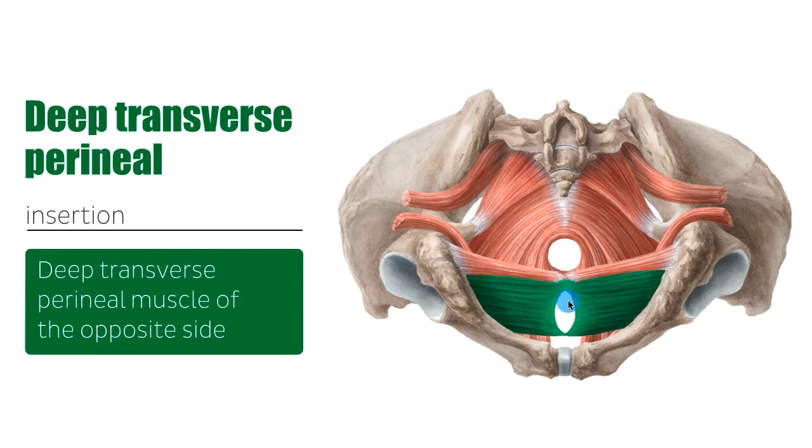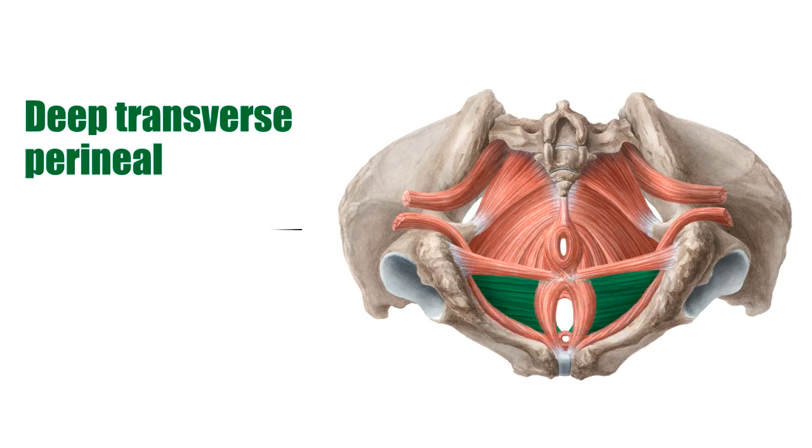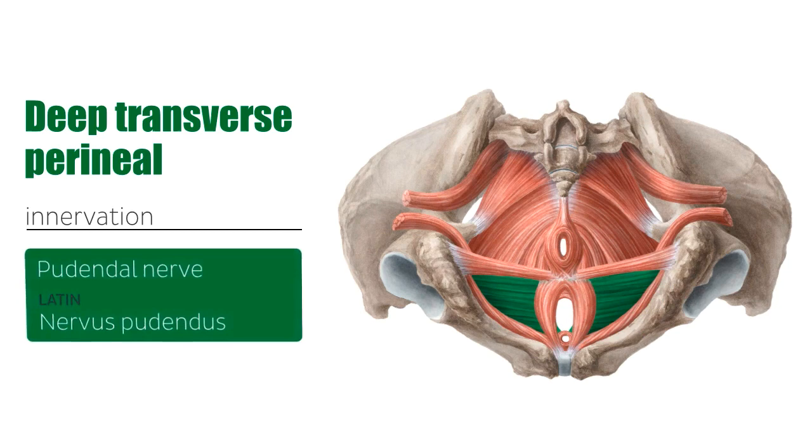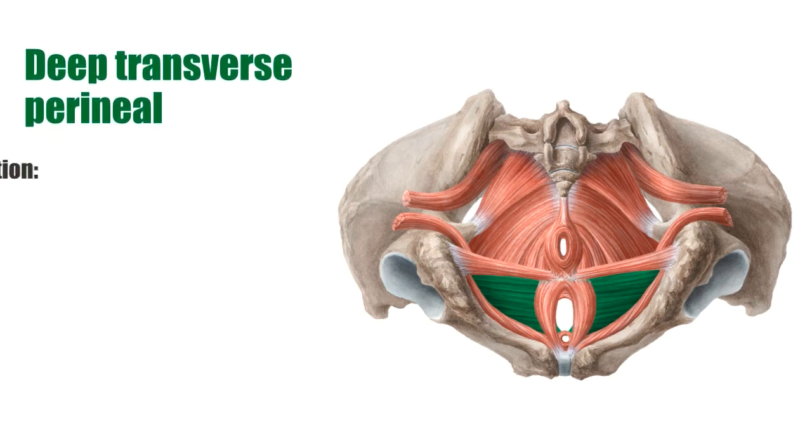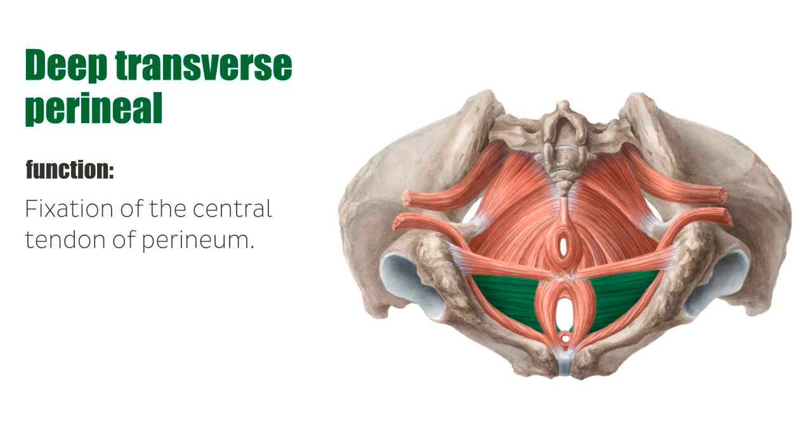So each muscle is meeting here in the middle to then attach, and they are originating here from the ramus of the ischium. As for the innervation of the deep transverse perineal muscle, this muscle is going to be innervated by the pudendal nerve. Let's talk about the different functions associated to this muscle. Now, the function of the deep transverse perineal muscle is to fixate the central tendon of the perineum.